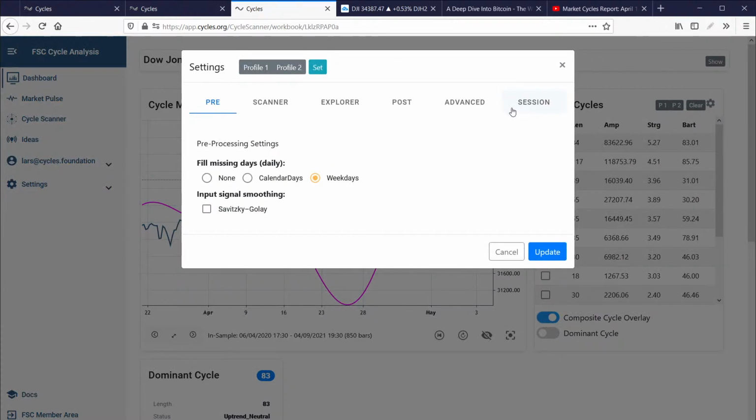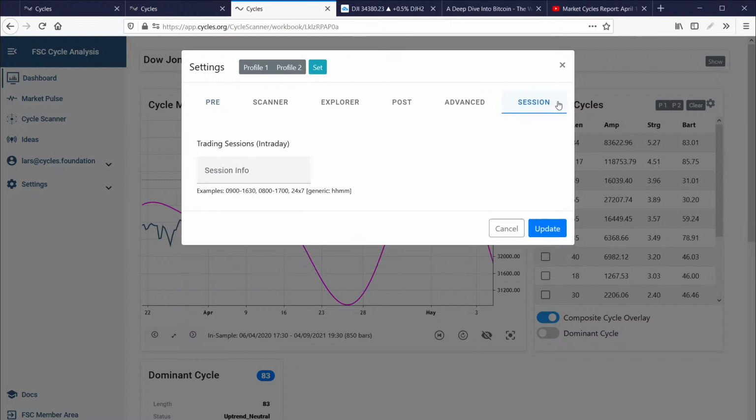And there is a new tab available, which allows you to deal with intraday data, which is now part of the upgrade, which has gone live. So if you're interested in more and more intraday analysis, I think the upgrade is something for you. So the session tab now allows you to give individual information about the trading session and the intraday trading session of the data set you are analyzing.